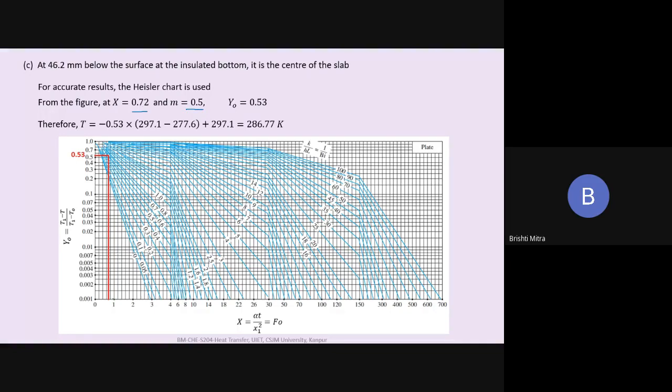So x value is 0.72, my m value is 0.5. We go straight up here, find out the value of y naught, which is equal to 0.53. Put it in the expression, and you can get the temperature at the bottom of the slab, that is 286.77 Kelvin.